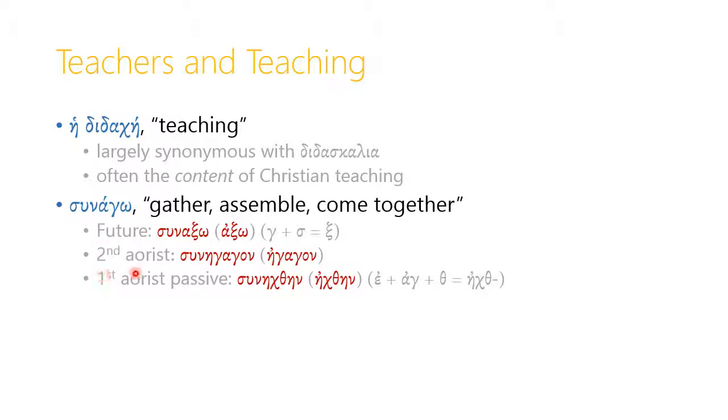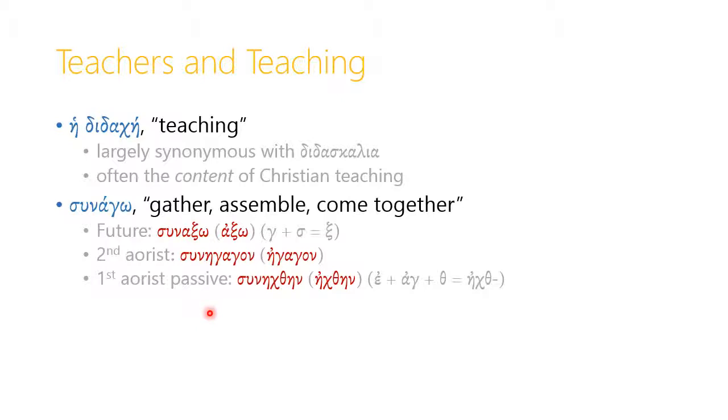The second aorist of ago is quite irregular, and it's one of these verbs that you just have to remember. It's agagon. It's a second aorist. There's no sigma there, and we have stem change. So if we remember that the second aorist of ago is agagon, then it's not too difficult to remember that the second aorist of sunago is sunegagon.